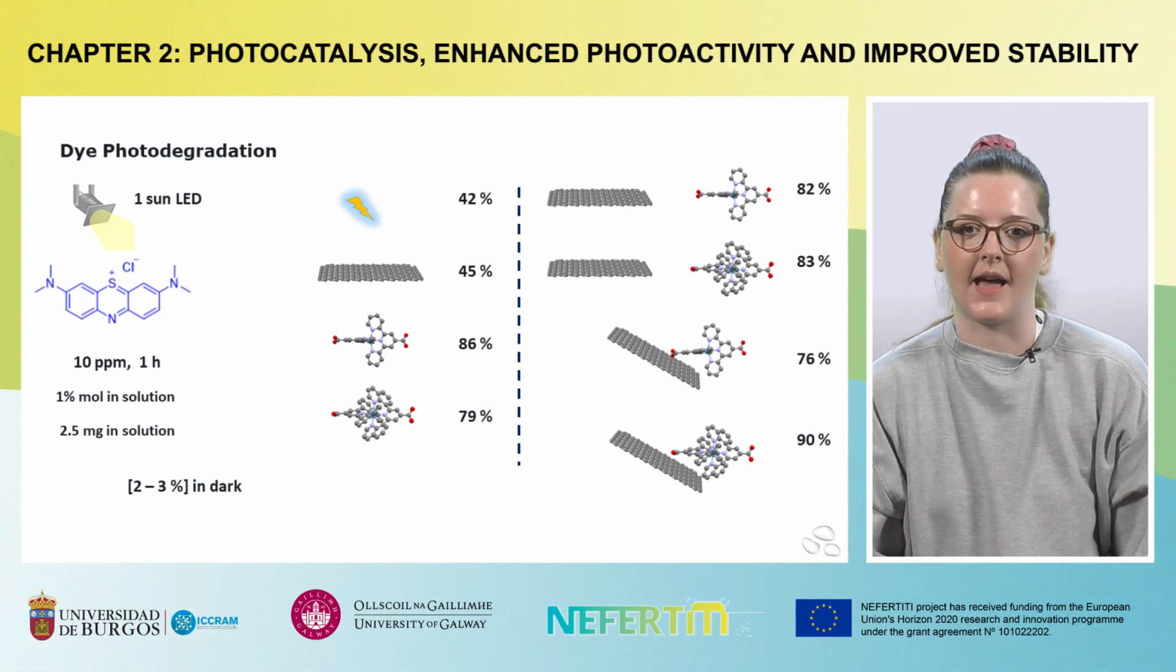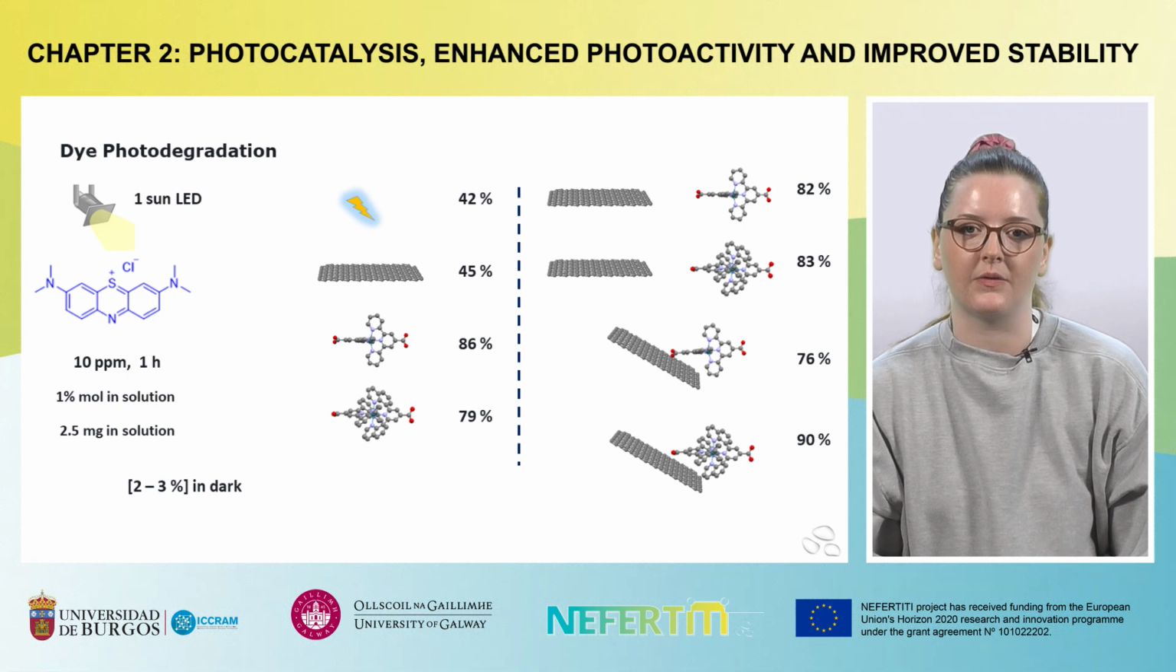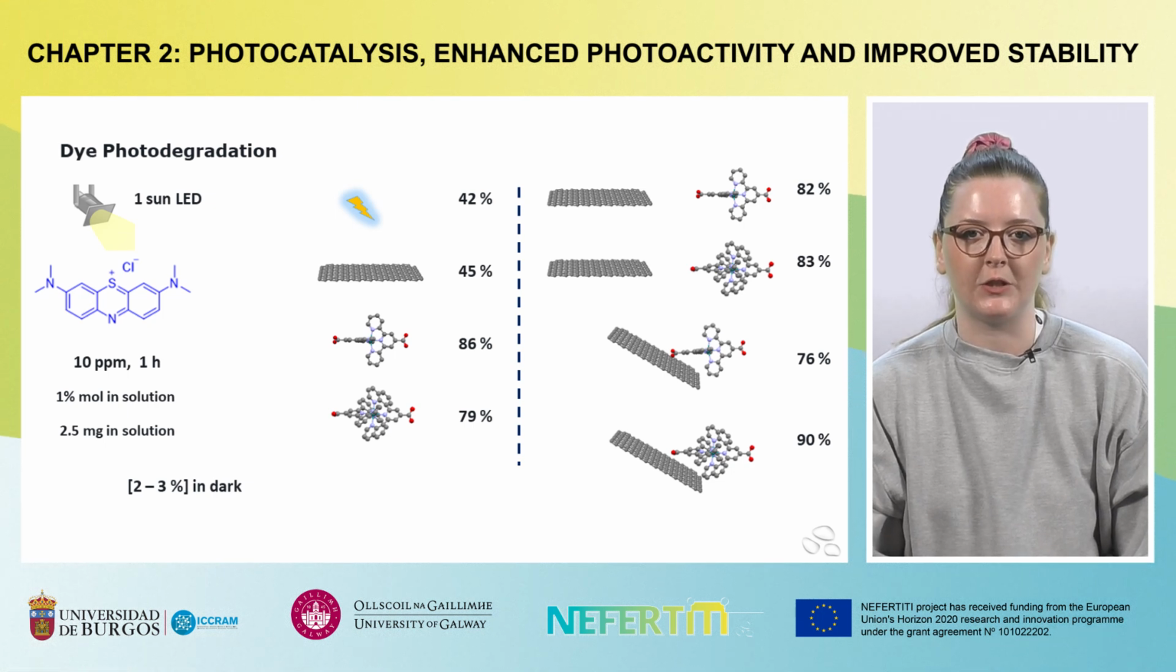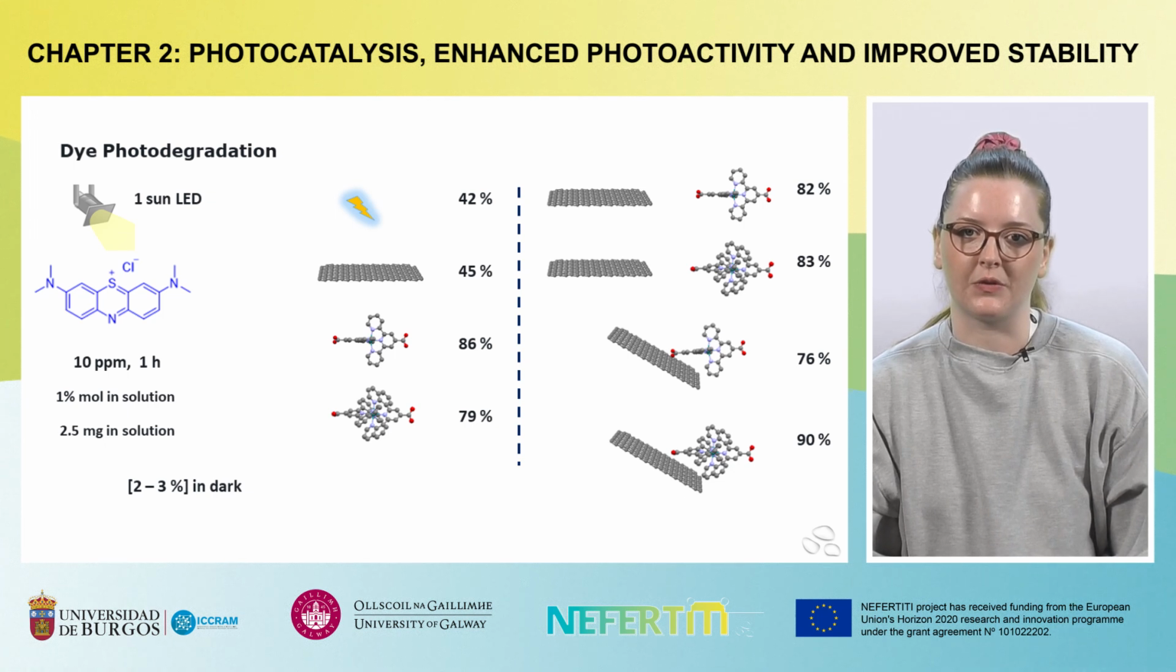Graphene oxide anchored to ruthenium terpyridine, however, demonstrated slightly less photodegradation power than the free complex in solution. More promisingly, ruthenium DQP anchored to graphene oxide achieved nearly 90% methylene blue photodegradation, a 10% improvement over the free complex.